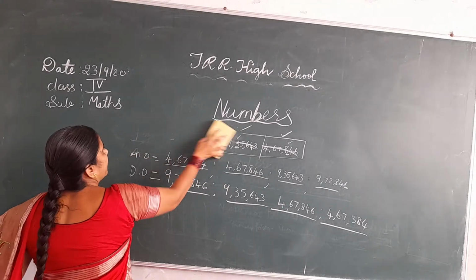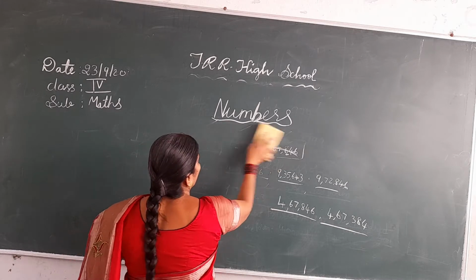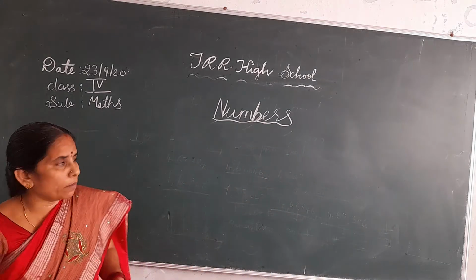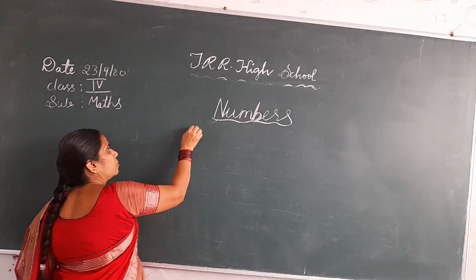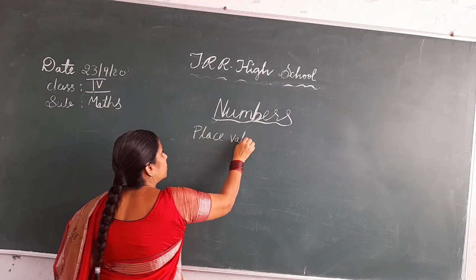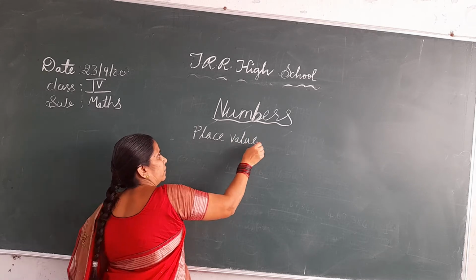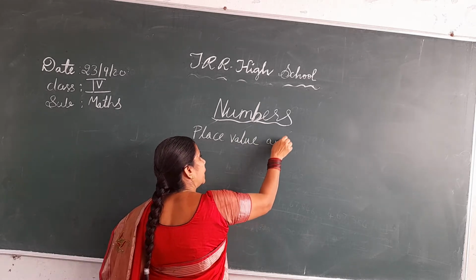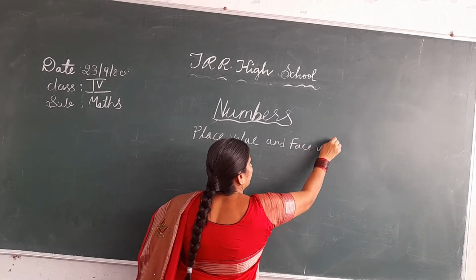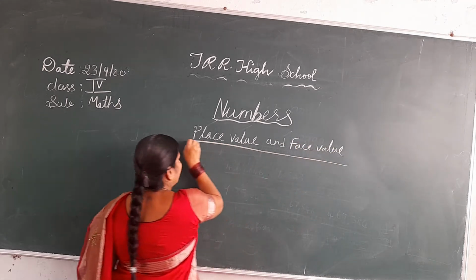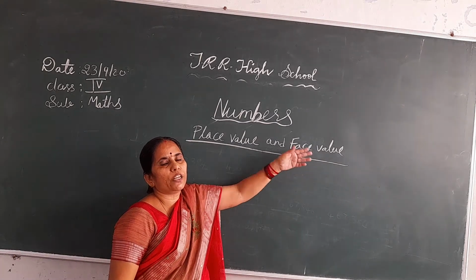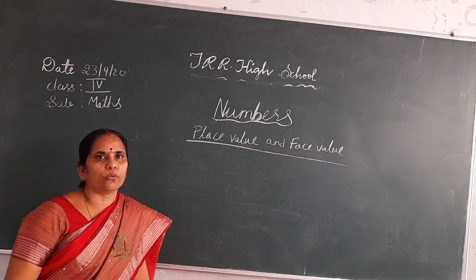Now today we will learn place value and face value. Already over, place value, face value I will tell you. Once again, learn place value because these two are connected. Place value and face value. Already in the previous class you learned about the face value. Face value will not change. The same digit you will get.